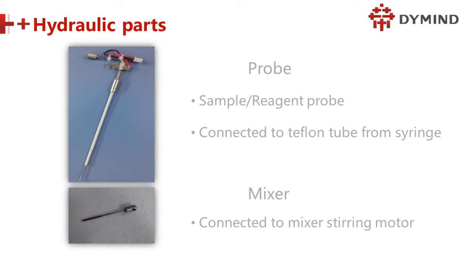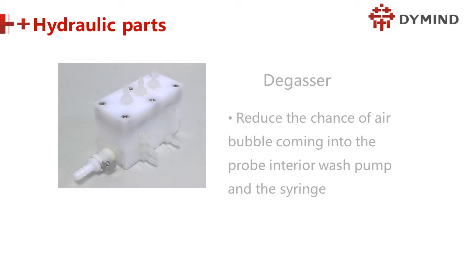And this is the hydraulic part, the probe for sample and the reagent probe, connected to the Teflon tube from the syringe. This is the mixer, a physical mixer for mixing the sample and the reagent. And this is a degasser. The degasser reduces the chance of air bubbles coming into the probe internal. So once something is wrong with this degasser, you will find there is some air inside. It will affect the calculation in the syringe.